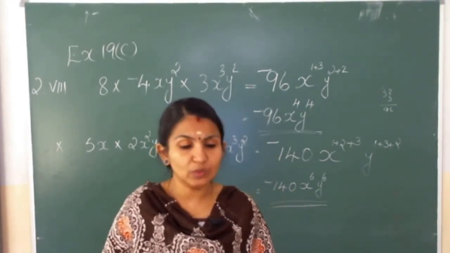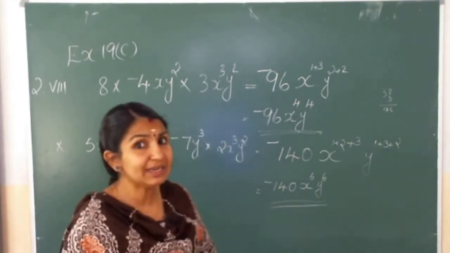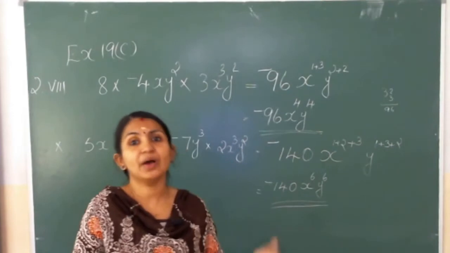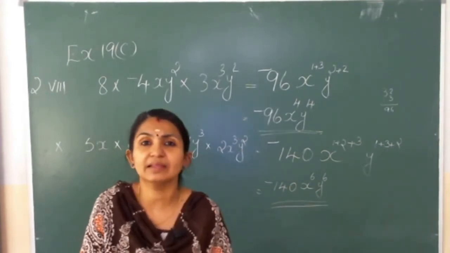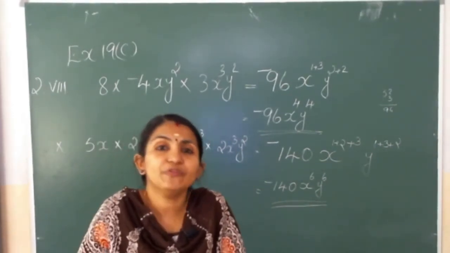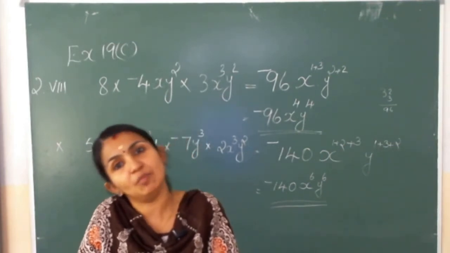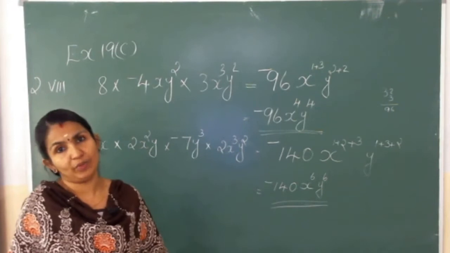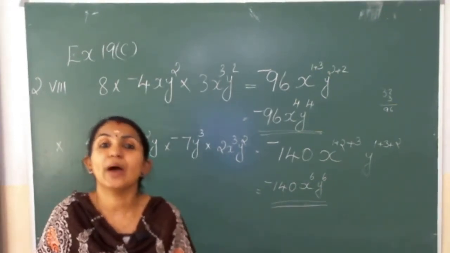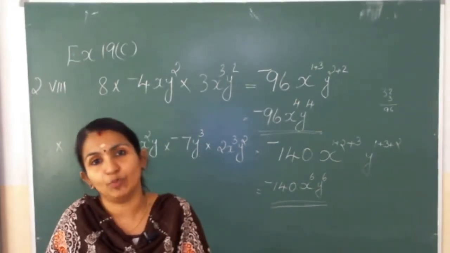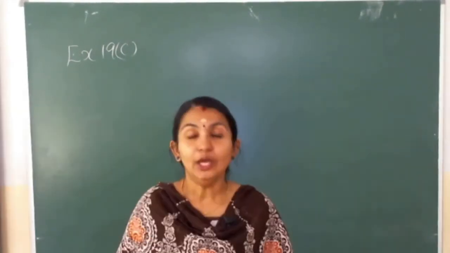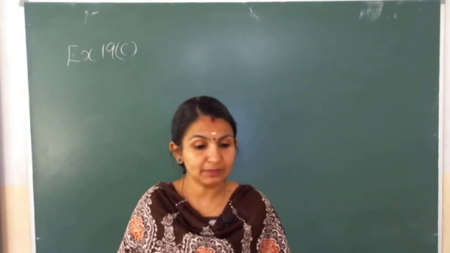Now we can move towards the fourth section. Till now we did multiplication of a term by another term, or we can say multiplication of a monomial by a monomial. Now we are going to do binomial with a monomial. Okay, let's start with the problems.